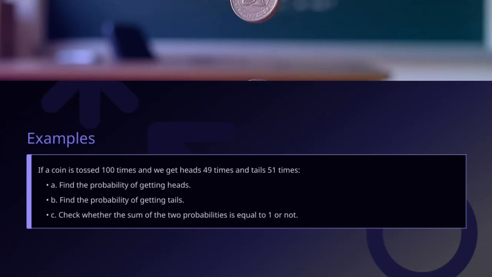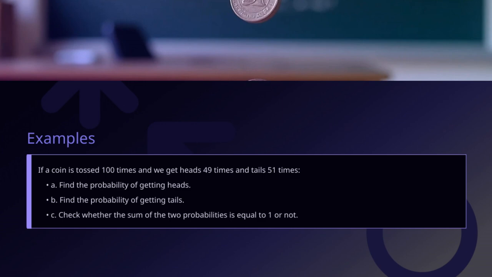First, we want to check whether the sum of the two probabilities, getting heads and getting tails, equals 1. This is fundamental because, in probability, all possible outcomes should collectively cover the entire sample space. Next, we look at finding the probability of getting tails.